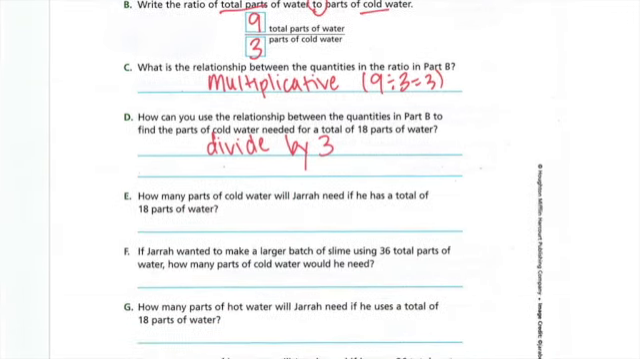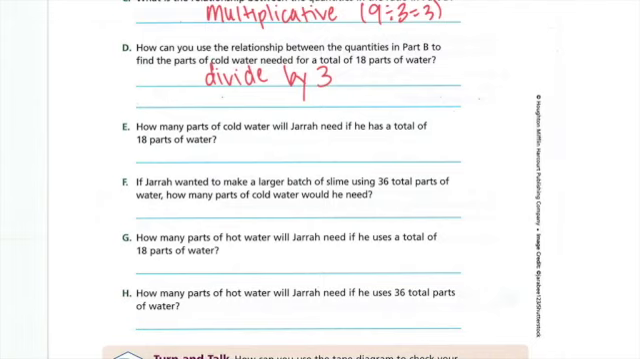How many parts of cold water will Jara need if he has a total of 18 parts? Again, we're going to divide by 3, so 18 divided by 3 equals 6. If Gerald wanted to make a larger batch of slime using 36 total parts of water, how many parts of cold water? Again, we're going to divide by 3. So 36 divided by 3 gives me 12.